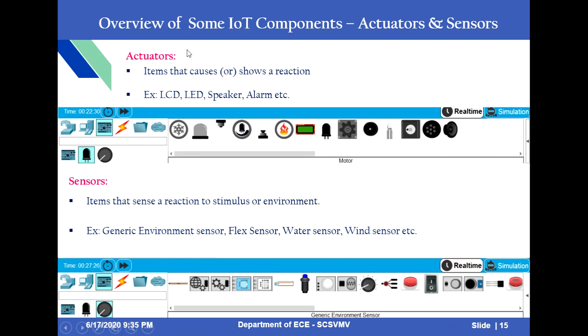Then an overview of some IoT components: actuators and sensors. Already we discussed these actuators and sensors. An actuator causes or shows a reaction. For example, what are examples of actuators? LCD, LED, speaker, alarm, etc. These are some actuators. And then next one, sensors. A sensor is nothing but something that senses the reaction to a stimulus or environment. What are examples of sensors? Some environmental sensors, flux sensor, water sensor, and wind sensor. There are a lot of sensors available in Packet Tracer.